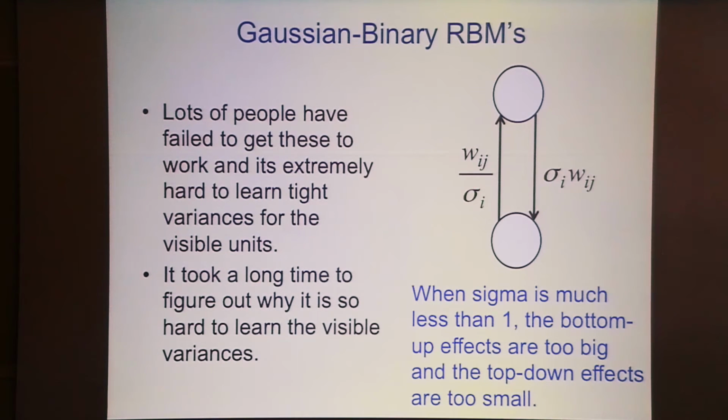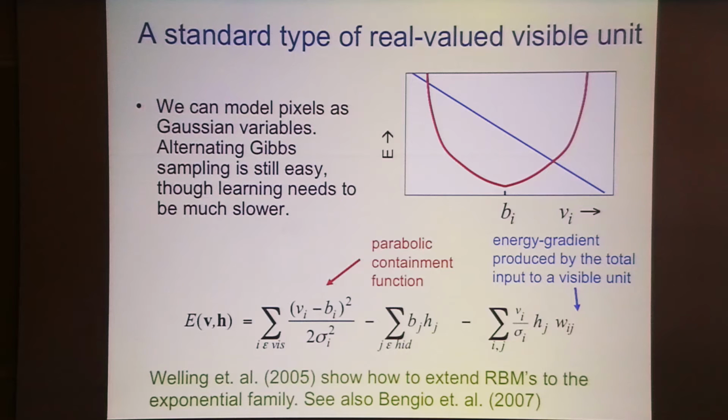And so as you learn sigma, it's equivalent to making these weights going up much bigger, if you make sigma small, and these weights coming down much smaller. And so you get to a situation where you don't have nearly enough effect of the hiddens on the visibles to reproduce the data, and you have much too much effect of the visibles on the hiddens, so they all saturate. They're all driven firmly on or off, depending on whether the sum of the input is positive or negative. And so whenever you try to learn this variance, it doesn't work.